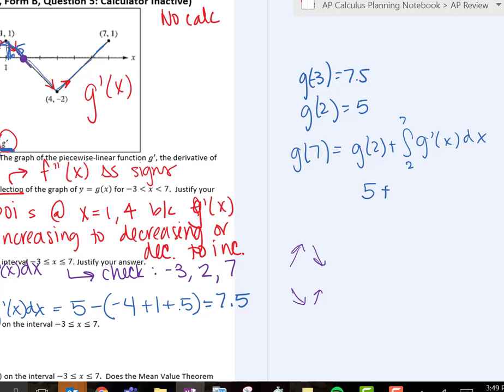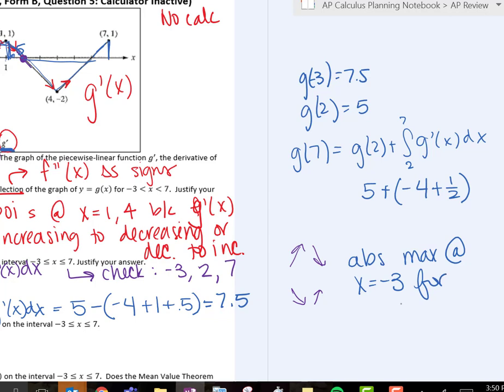So that's going to be 5 plus, it's going to be this negative area and this tiny little guy right here. So that triangle has a base 1, 2, 3, 4 and a height of 2. So that's that -4. And then this little booger has a base and height of 1. So that's going to be a plus 1/2. I can already tell that this value is going to be smaller than my g of -3. So I'm going to say absolute max at x equals -3 for g of x on the interval -3 to 7.